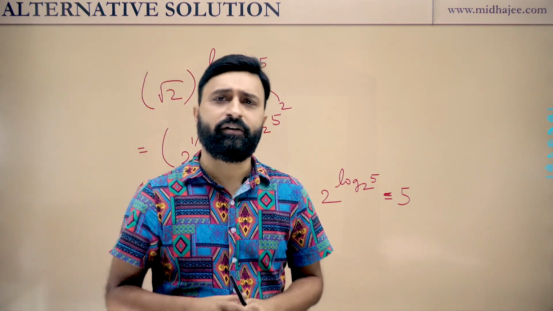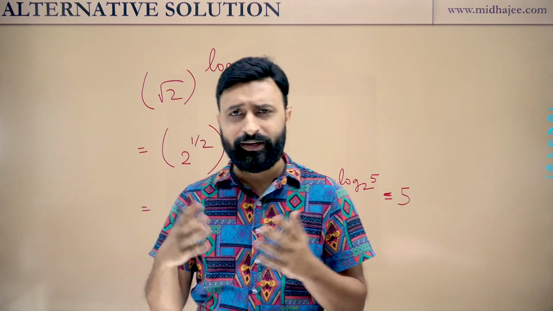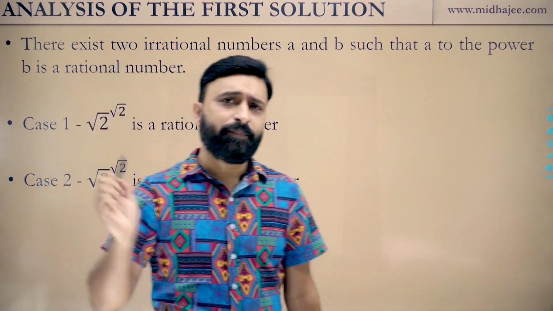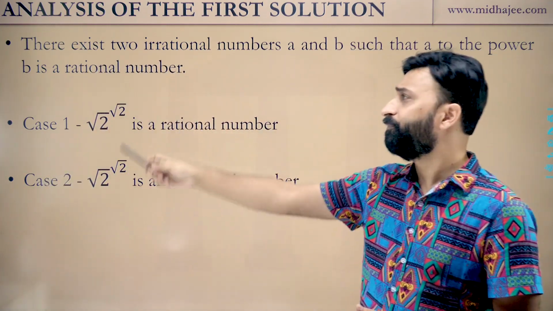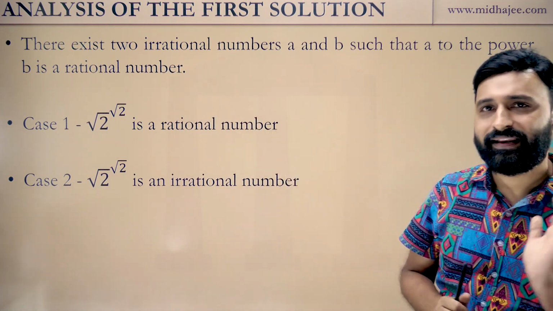Now let's come back to the first solution. I told you that I'll try and analyze that solution. So let us come back to that. Let us analyze that solution. So this was my initial proposition, sorry. There exist two irrational numbers a and b such that a to the power b is a rational number.